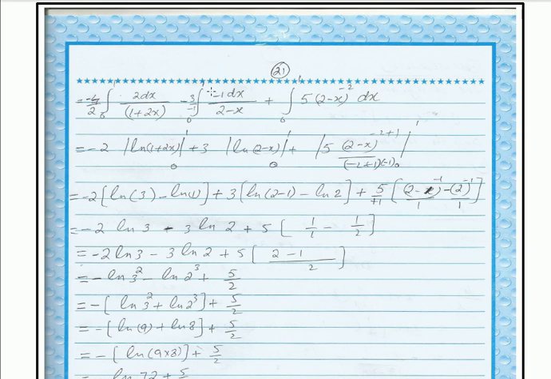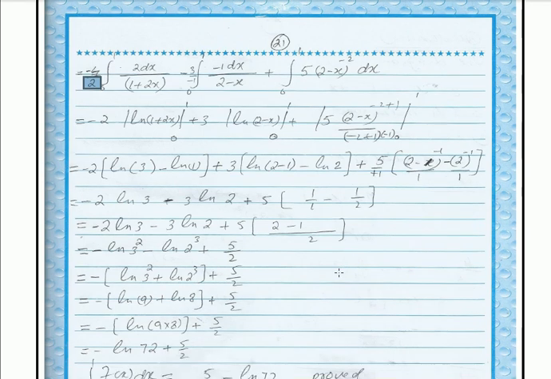We multiply by minus 1 so that we get the derivative of the denominator. The derivative of the denominator is minus 1, so we multiply and divide by minus 1. Similarly, in the first term, as the derivative of the denominator is 2, we multiply and divide by 2. This is the method. After simplification and applying the upper and lower limits 0 to 1, we get minus 2 ln 3 minus 3 ln 2 plus 5 times (1 minus 1 over 2).